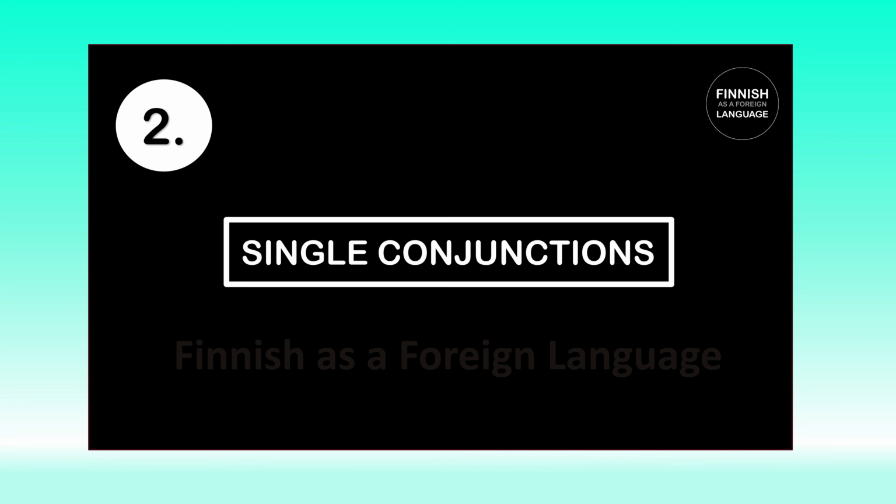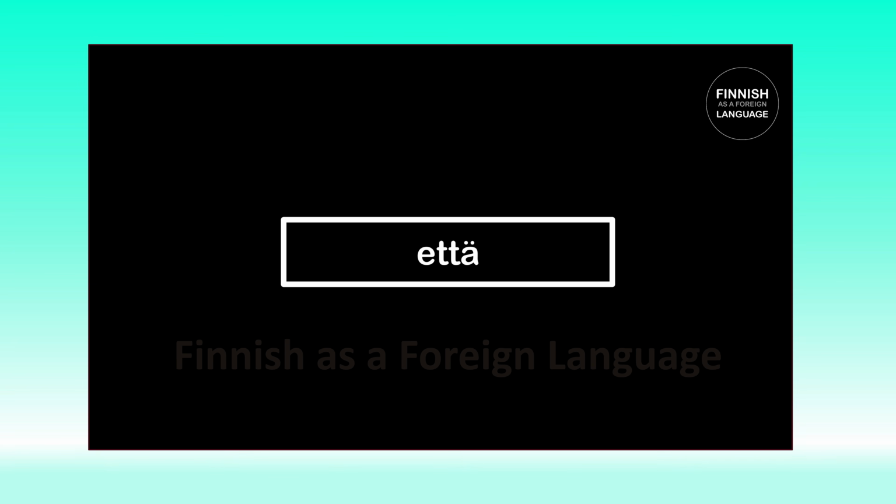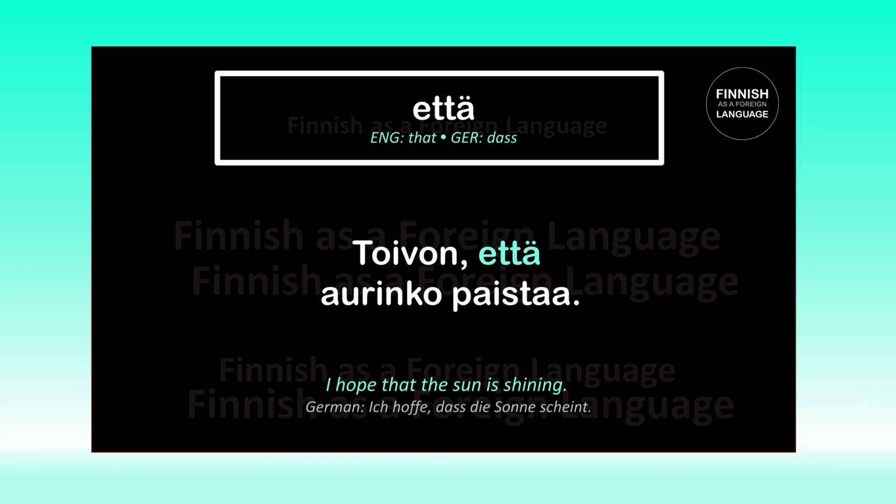Nice! Now we move on to chapter 2, 16 simple single conjunctions. Here is our first one. Että, meaning that. For example, toivon, että aurinko paistaa means I hope that the sun is shining.